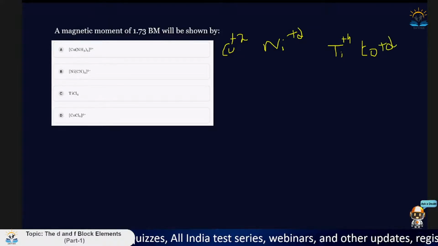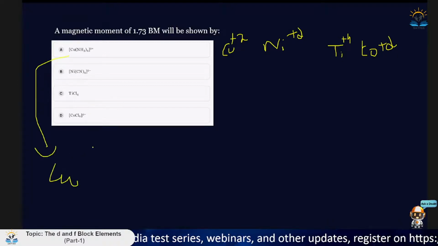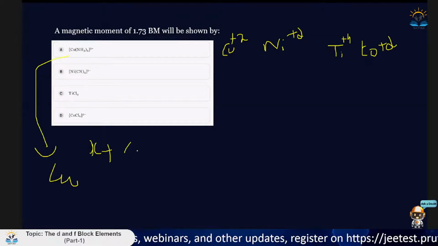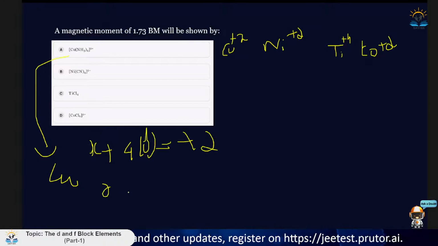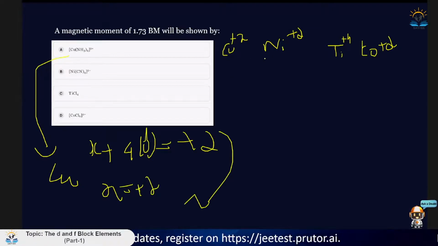How did I calculate? Let's just say copper. We take this. So copper, we are telling it's X. Then we are finding NH3, that is 4 of them are there, but they are 0, so there's no point. So this is plus 2. So what is the X coming? X is coming plus 2. I hope you know this, okay? So this is what is there.